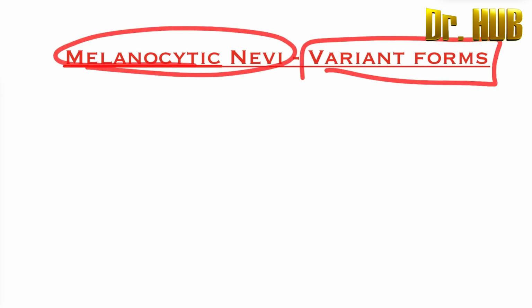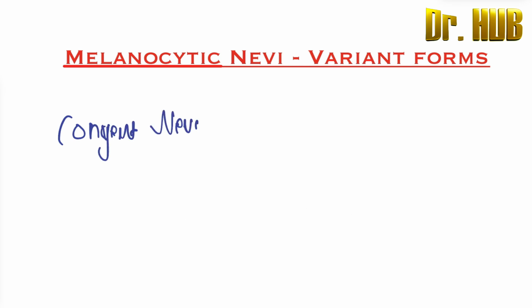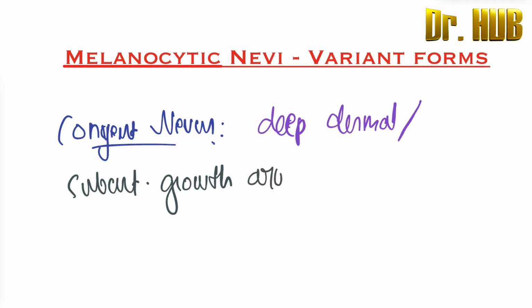Melanocytic nevi, and we're looking at the various variant forms. First, the congenital nevus. The diagnostic feature is that it is deep dermal, and sometimes there is subcutaneous growth, present around the adnexa.